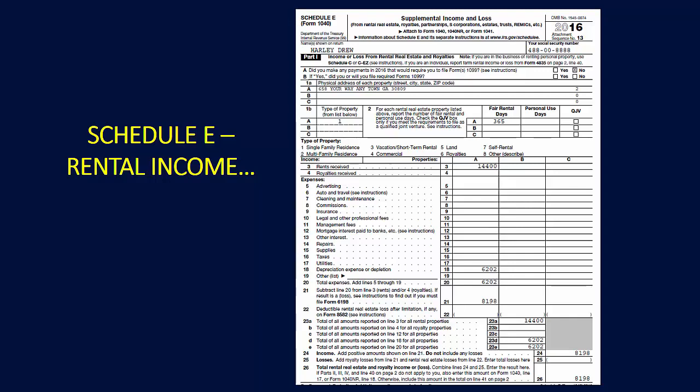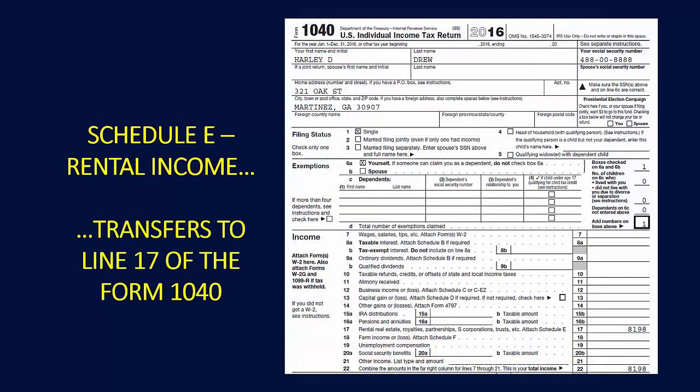So the depreciation is listed there on line 18, the depreciation expense. The total income that Mr. Drew has to report on his 1040, on line 24 there on the Schedule E, $8,198. And this amount transfers to line 17 on the 1040.